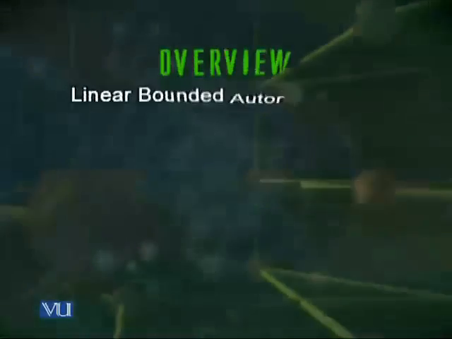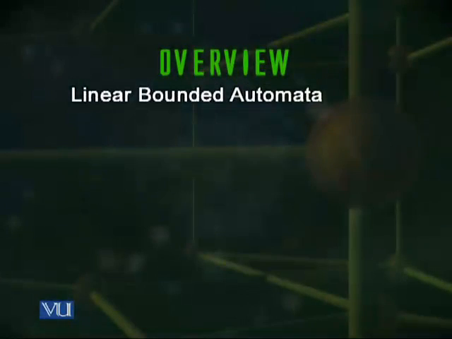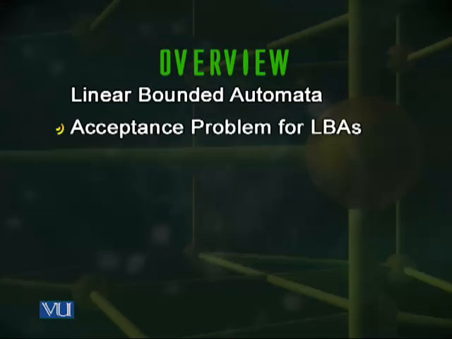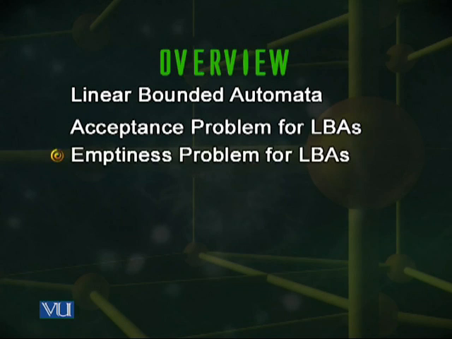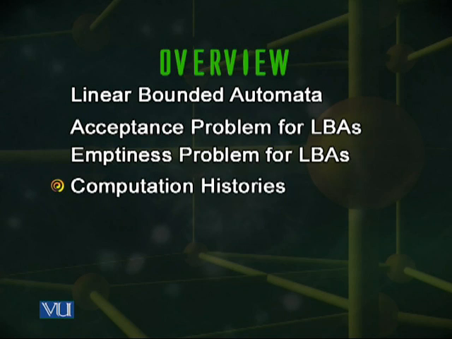The outline of today's lecture is going to be as follows. Today we would look at a new model of computation called linear bounded automata. After that, we would look at the acceptance problem for linear bounded automata, and we will show that this question is decidable. This question is easier than the acceptance problem for Turing machines. Then we'll look at the emptiness problem for linear bounded automata, and we will show that this problem is undecidable. In order to do that, we will develop a new technique which is going to be based on computation histories.